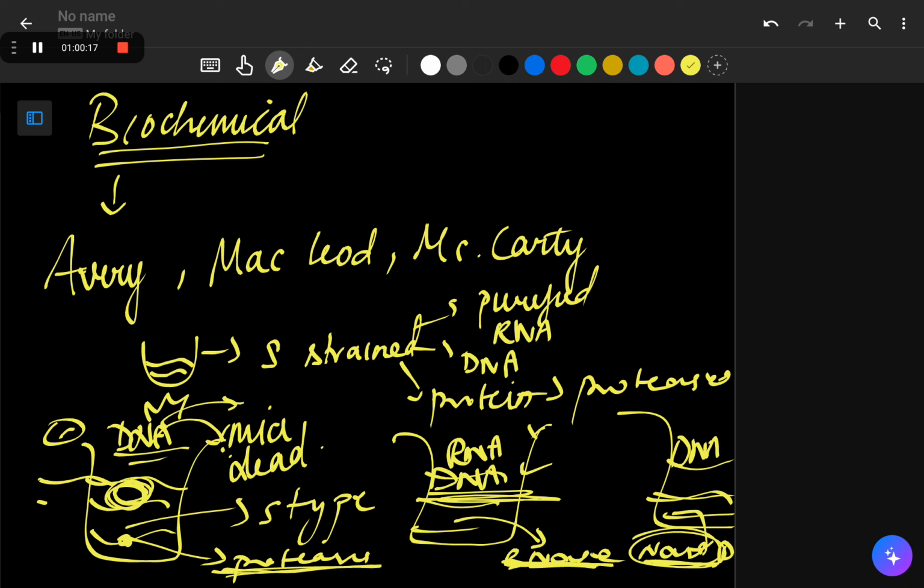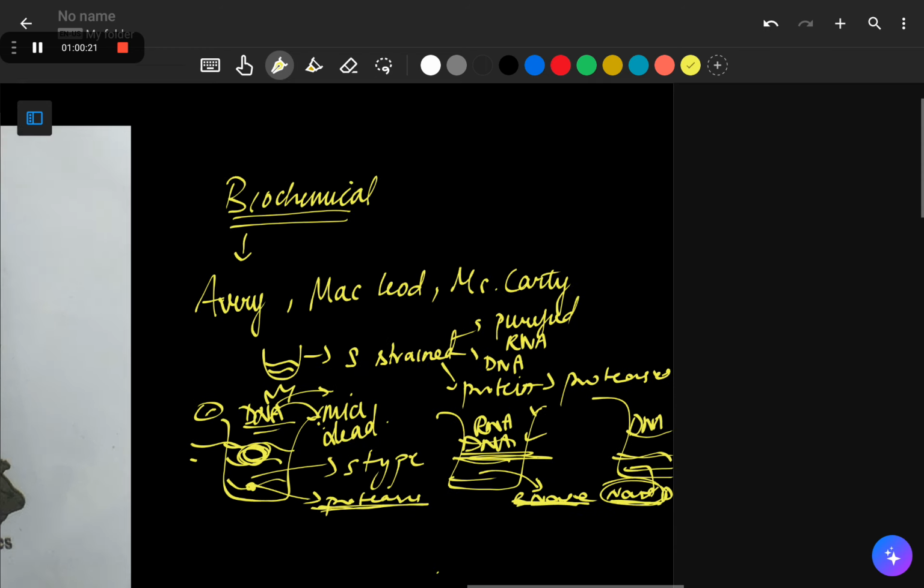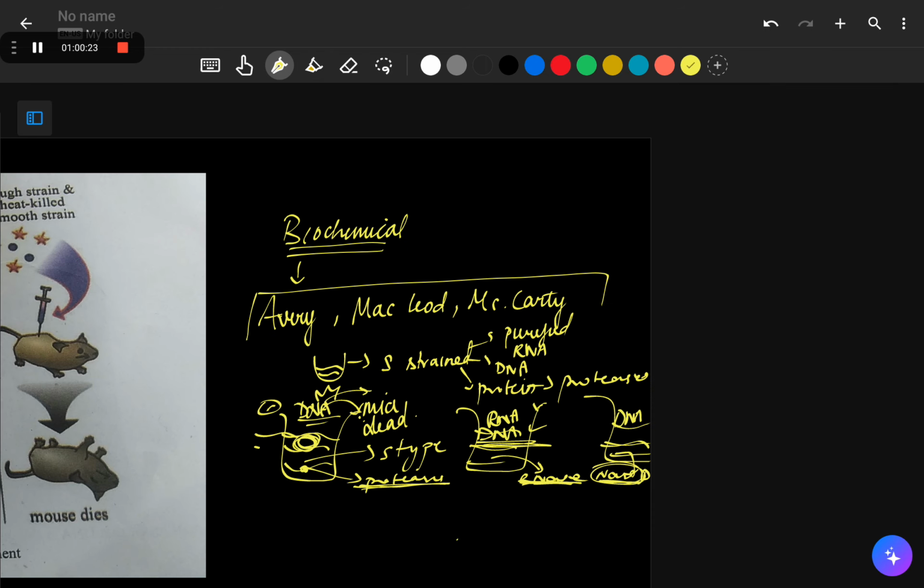This is all about the biochemical characterization of the transforming principle. With the help of these three scientists, we found out that DNA was the genetic material which transfers genetic material.